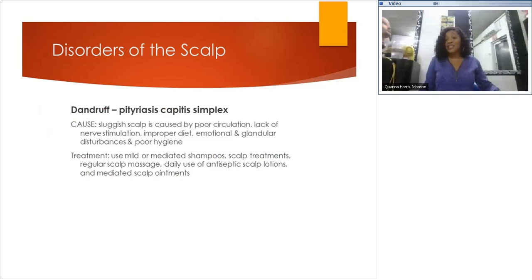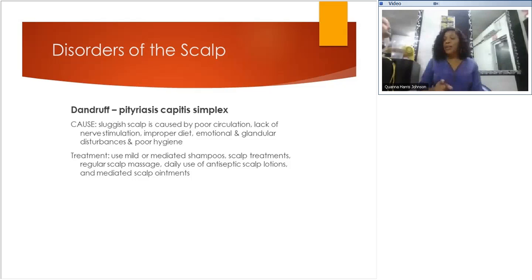So now, you need to start massaging the client's scalp. When a person comes in for a dandruff treatment and you recognize that it's pityriasis capitis simplex, you are going to include in your treatment a scalp massage, to help the blood circulation and the nerve stimulation. Improper diet is also a cause, as is emotional and glandular disturbance. So if your hormones are out of whack, it can cause you to have dandruff. And also poor hygiene, not shampooing your hair on a regular basis, will cause dandruff too.